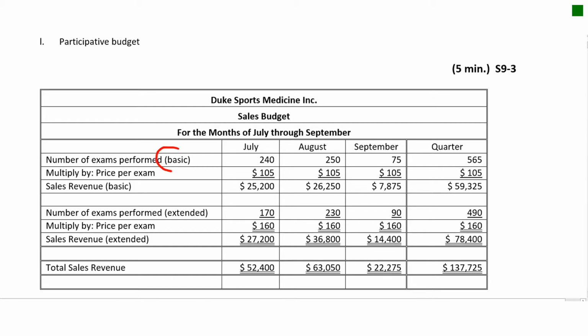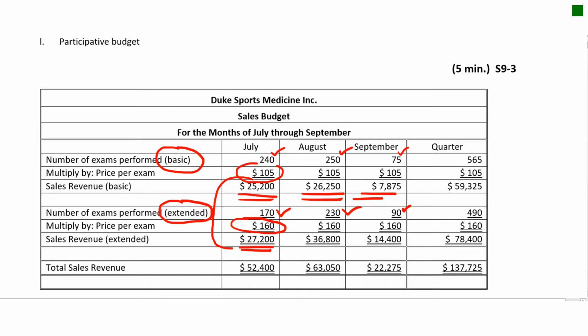This first category is your basic physicals. Notice they gave you the 240, the 250, the 75. Here's the selling price, 105. You just multiply those, you would then get the sales revenue, and you would do that for each of the months. Then you go down here. This is going to be the extended physicals. And again, they gave you these numbers within the problem. You just have to multiply it by the charge, or the sales price of the physical. That's going to give you the revenue. You do that again for each month.